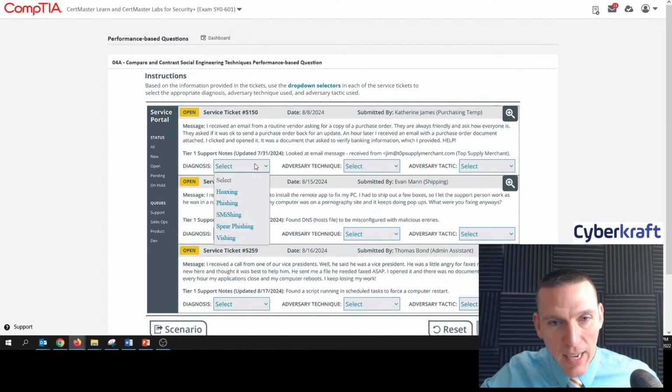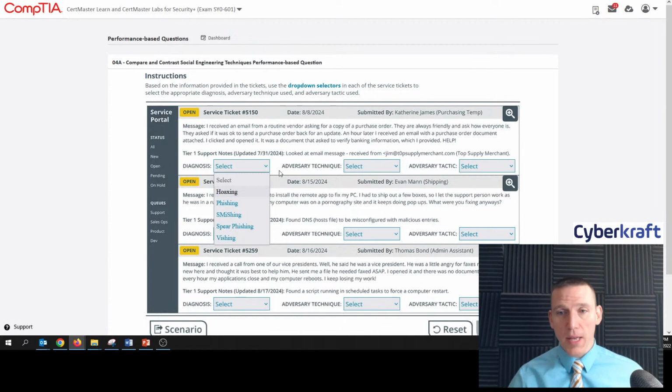All right, so let's take a look at the diagnosis. Hoaxing, phishing, smishing, spear phishing, or vishing. Okay, so when you look at this and you see a drop down like this, you want to eliminate first, you want to define each of these in your brain, okay?